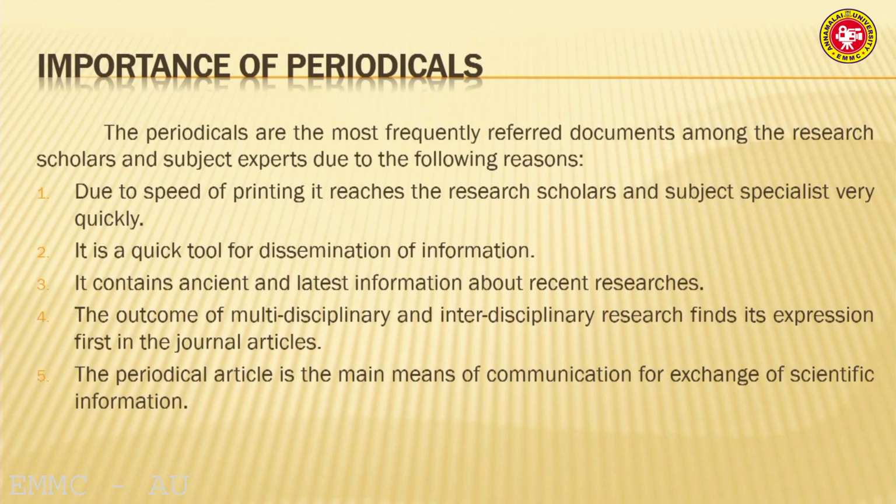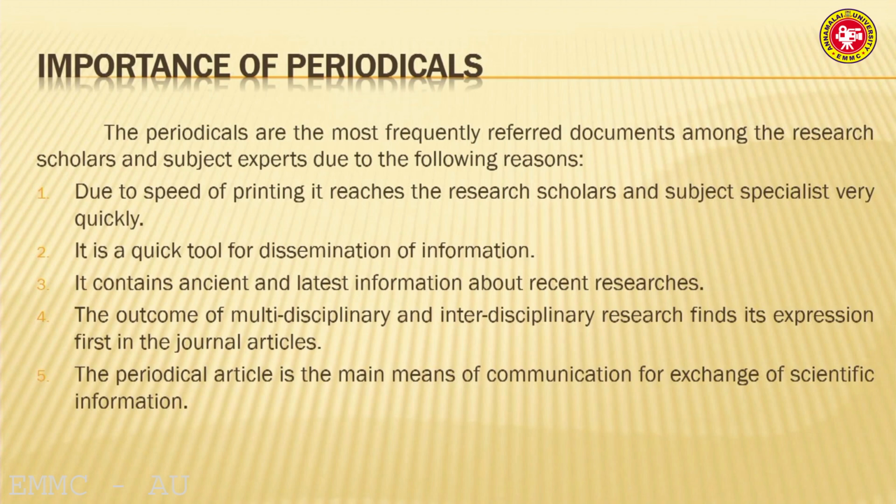One is the speed of printing. That is one of the main factors. Due to the speed of printing, it reaches the research scholar very, very quickly compared to books. To publish a book, it will take 6 months or sometimes even a year. But a periodical may be published monthly, fortnightly, once in 15 days, weekly, or sometimes even daily. So only the current information reaches the subject specialist and research scholar. Speed of printing is one of the merits of periodicals.